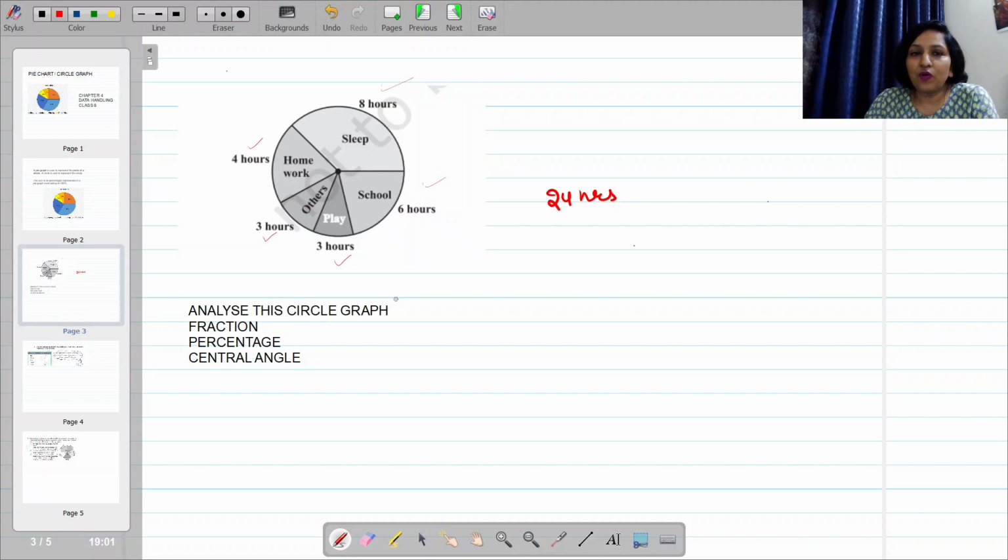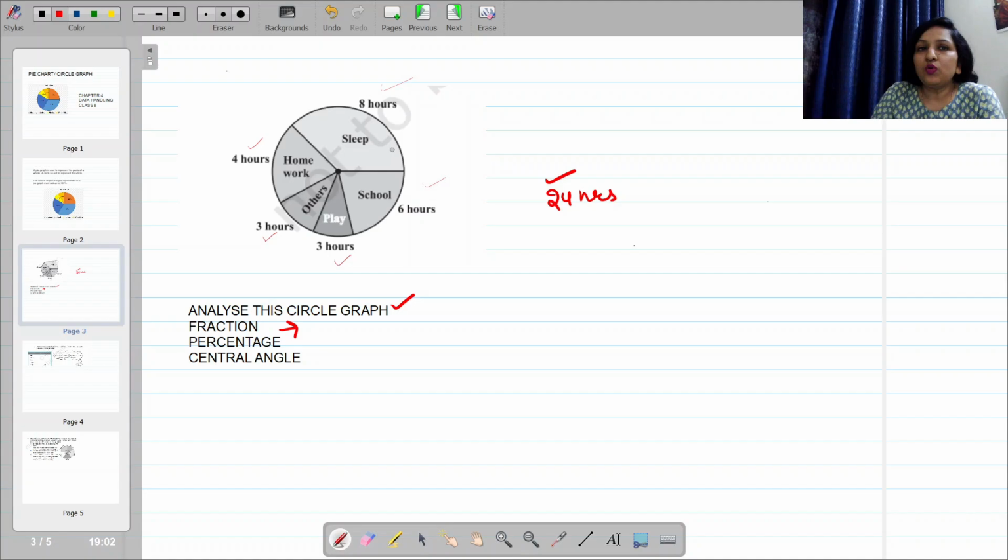So first of all, we need to understand what fraction of a day the child has invested in different activities. So very first thing you should understand, given information to fraction. How do you do that? What is this 24? This is the total hours. And how did we get that? We have just added all the numbers. This is 24. What is a fraction? Fraction is part of a whole, right?